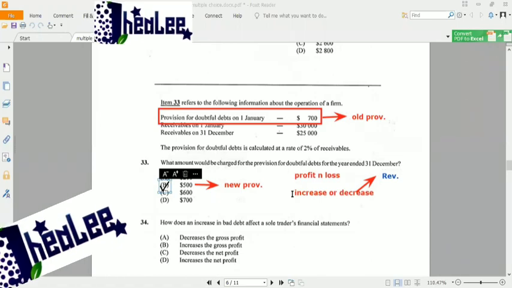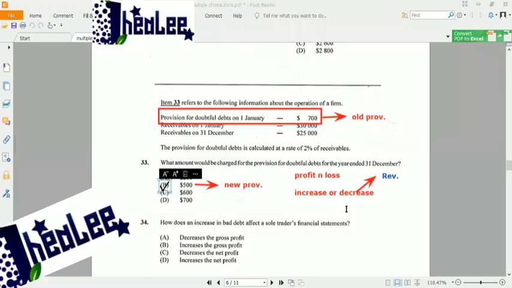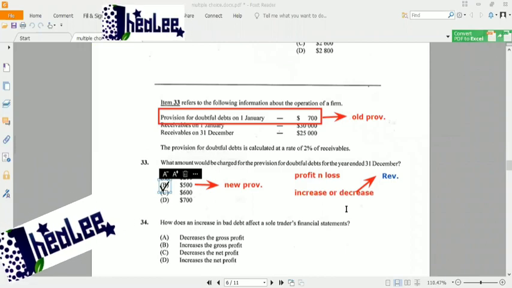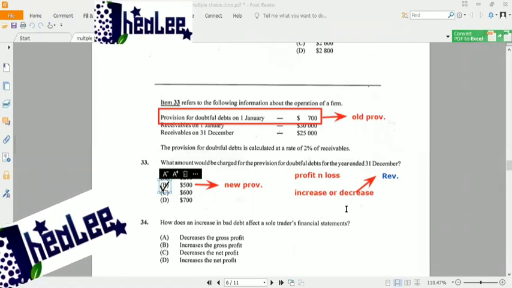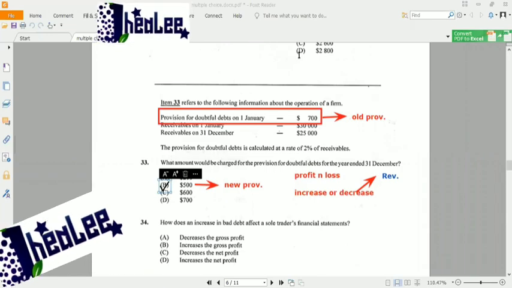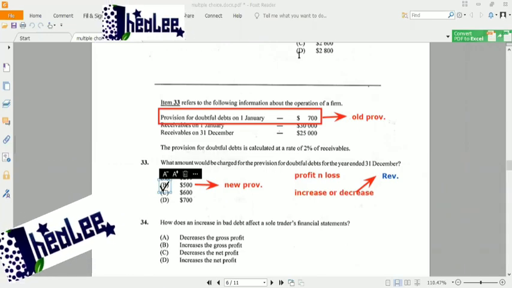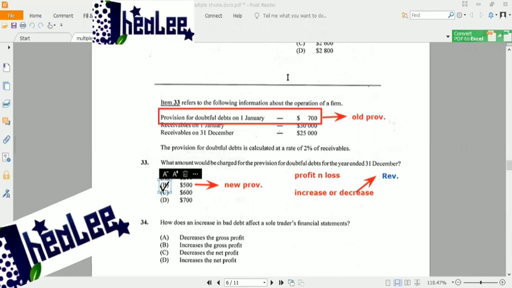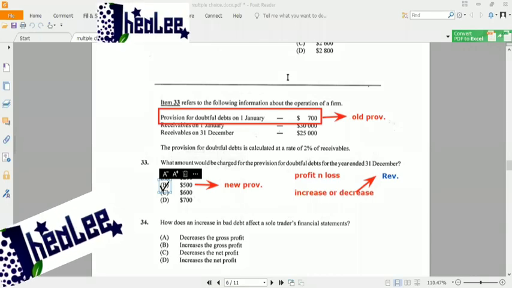And if there was an increase, then it would have been shown as an expense. So again, after finding the total provision for doubtful debt for the year, you would compare last year's figure with this year's figure to see if there is an increase or decrease. The difference between the two figures is what you put in your profit and loss account.